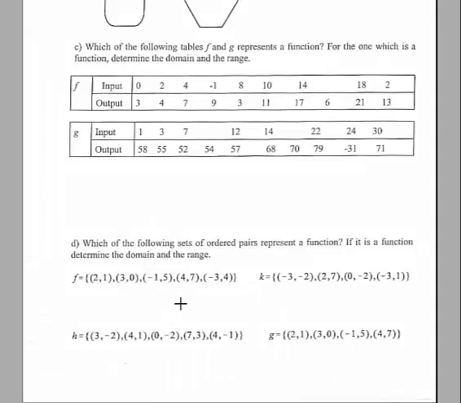Okay, we know these are relations because we have an input assigned to an output. But which ones are functions? This is communicated through sets of ordered pairs. So we've got relations F, K, H, and G. Let's simply check the inputs.